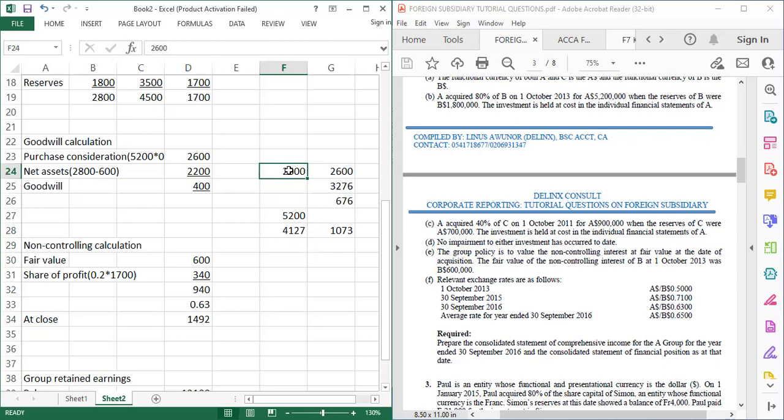So this will be translated at a closing rate. Translate this at a closing rate and see. Are we going to divide or we multiply? We divide. Are you sure? Yeah, because the foreign 2,600 is the B currency. Okay, I'm coming. 4127 times 0.63. Okay, we divide. Don't say I'm confused.